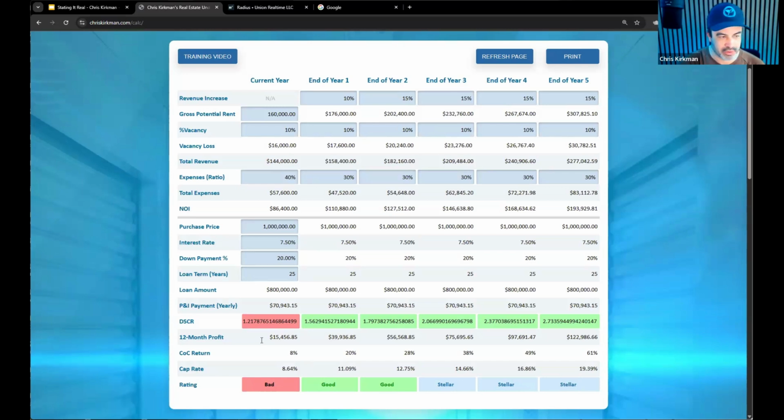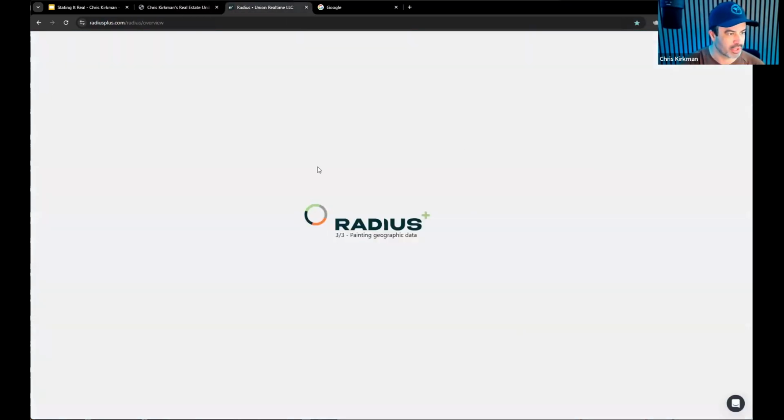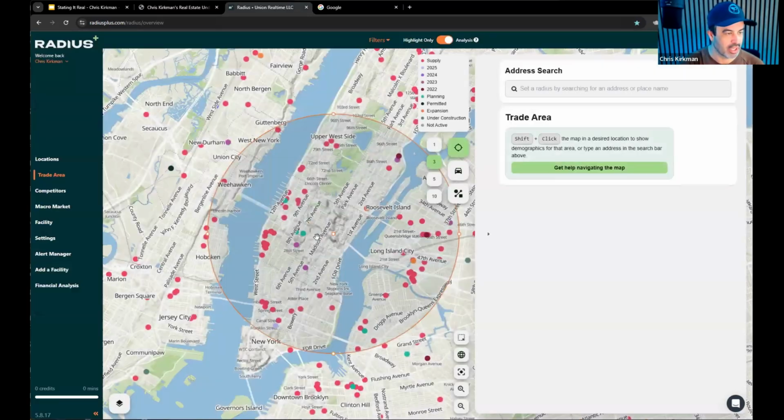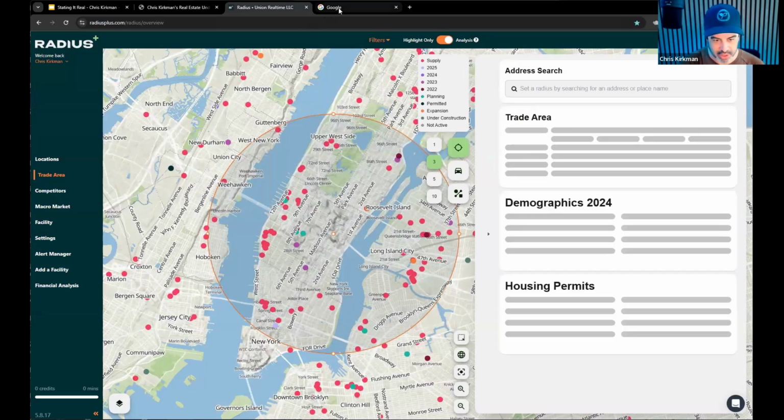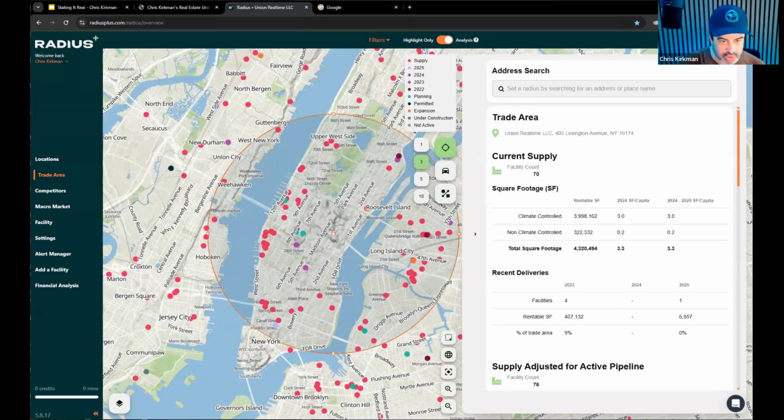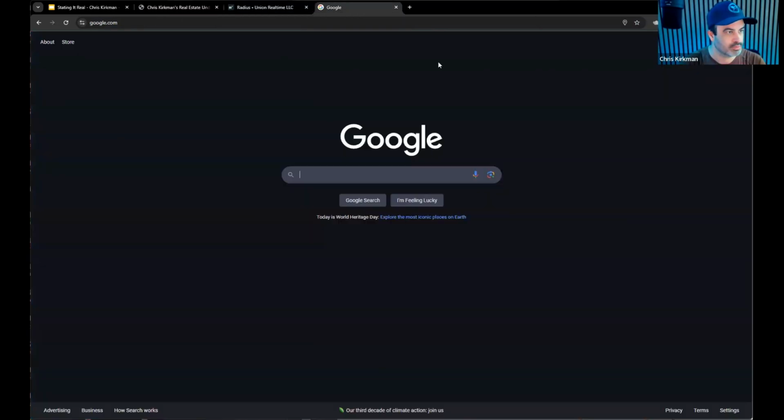Then of course for our investors, we care about how much profit you're going to get. What's the cash on cash return? So that's what I've got built into this. But first things first, we want to use Radius Plus for storage to take a look at different markets. Ryan, I believe you have a storage deal. We'll go ahead and take a look at that.